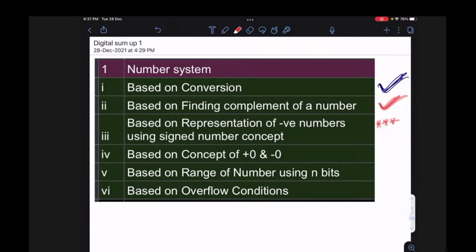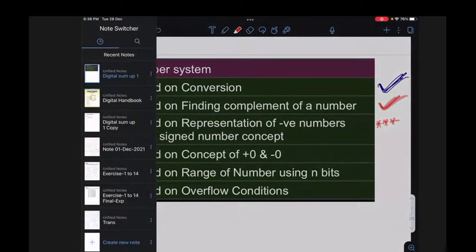Yeah. So the first two concepts are done. And the third concept is based on representation of negative numbers using signed number concepts. Actually, we have both negative as well as positive numbers in signed number concepts. But if you see the frequent model questions, negative numbers are much more targeted compared to positive numbers. So we'll focus mostly on the negative numbers. So let me give you some concept first, and then we'll see.